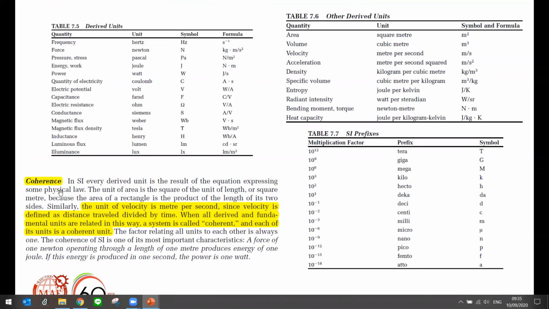Coherence is very important because the two sides of an equation need to have the same unit, right? So for example, I say F over A is Pascal. Pascal is going to have the unit of Newton per meter squared, or what, kilogram meter per second squared, right, over m squared, right?